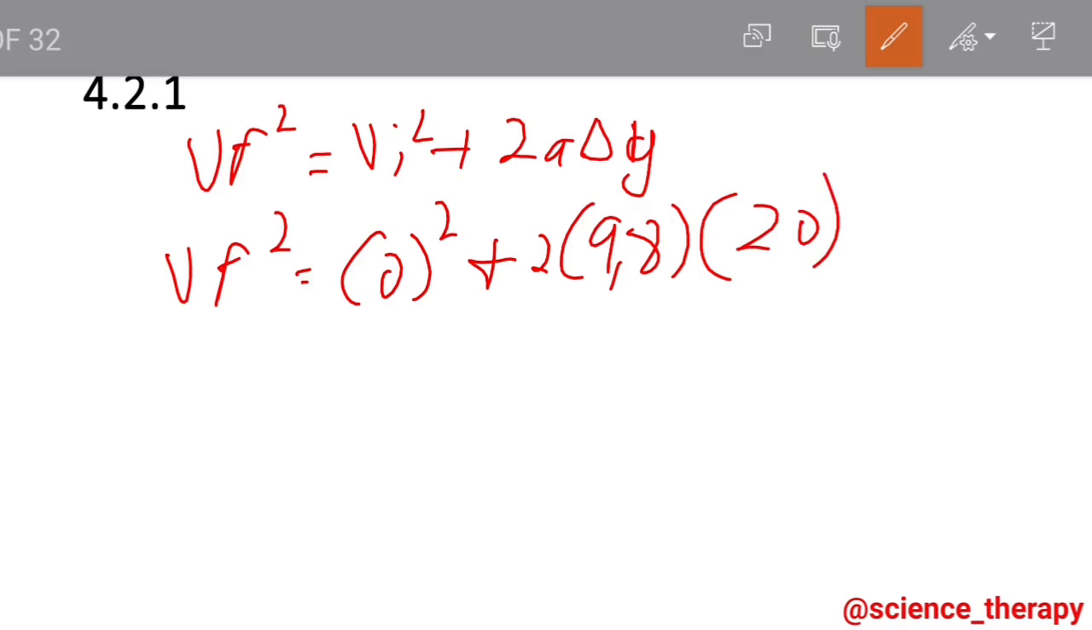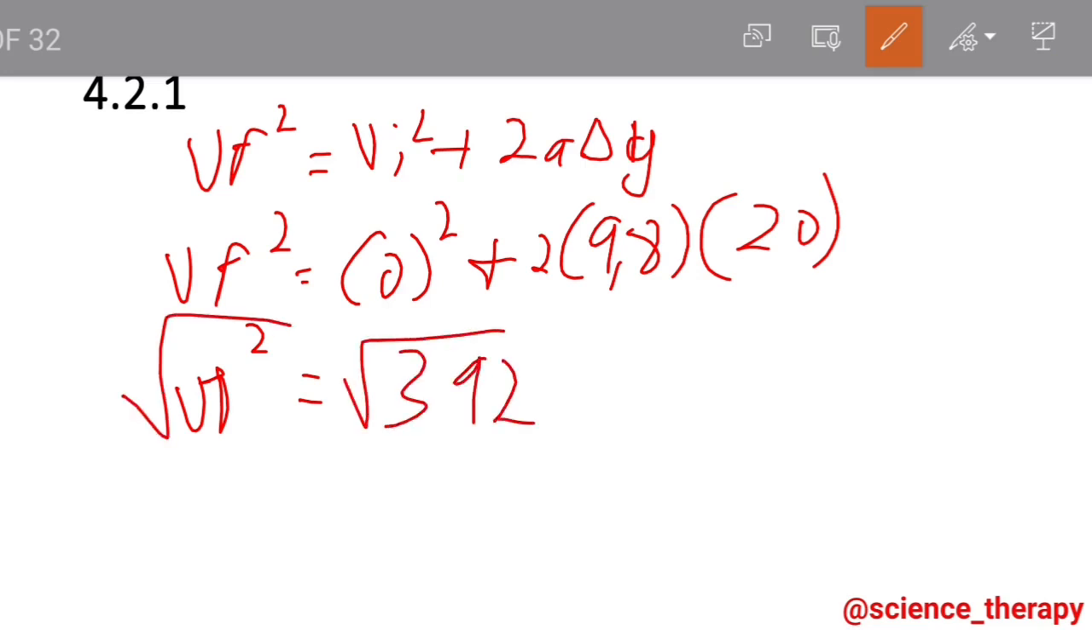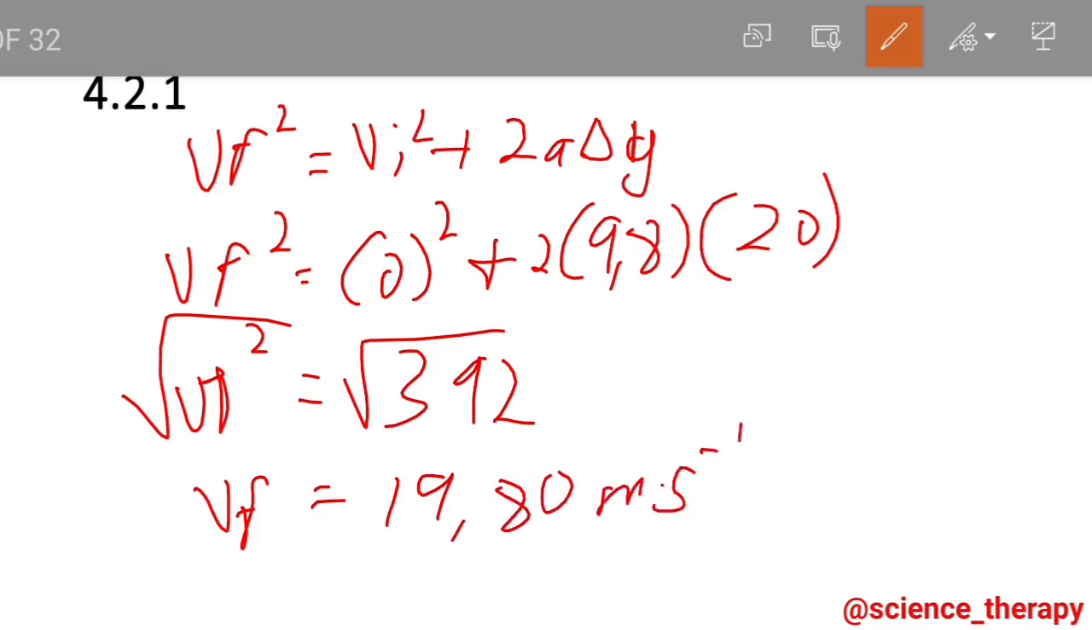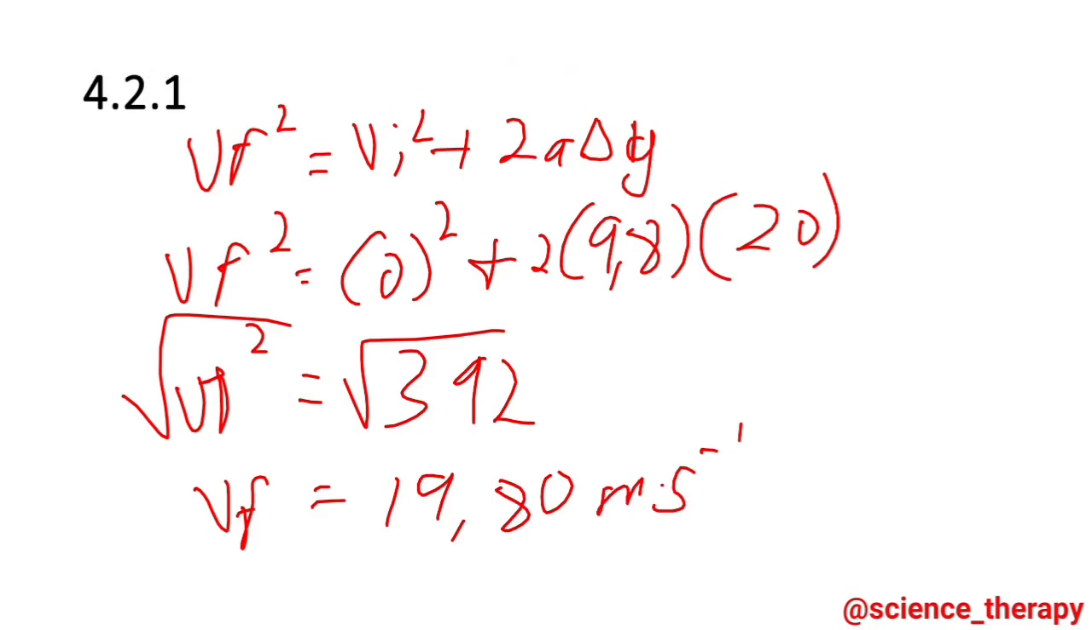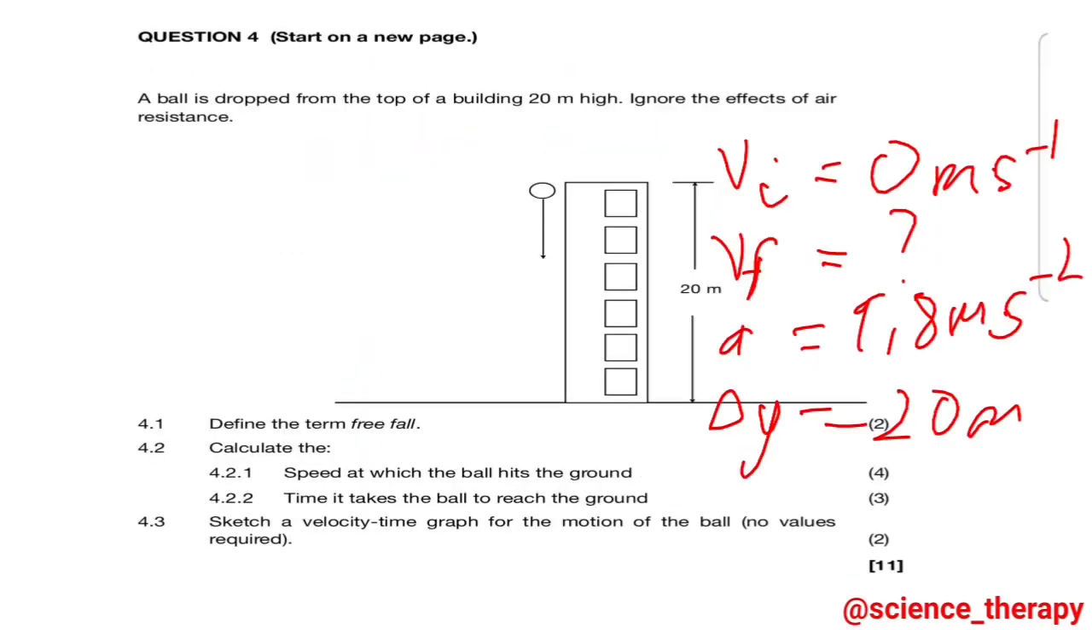It gives you Vf squared is equals to 392. Then at this point you square both sides, then Vf is in the same direction as Vi, so it comes out as a positive. It's 19.80 meters per second. And that's the velocity or speed in which it hits the ground.